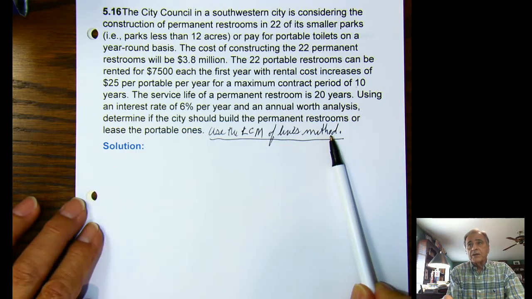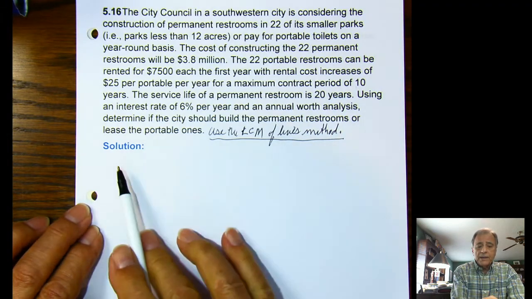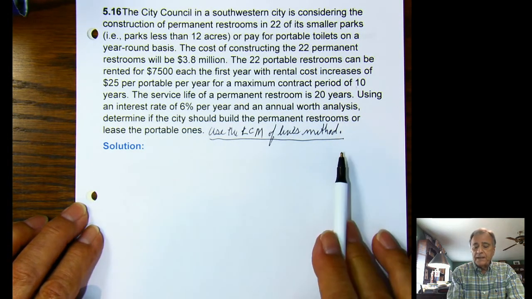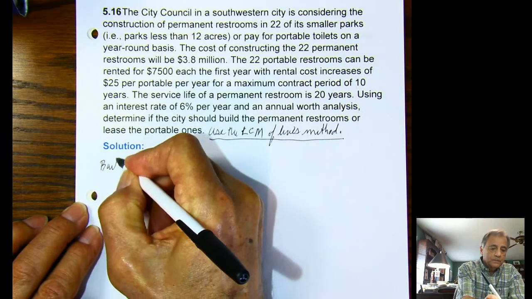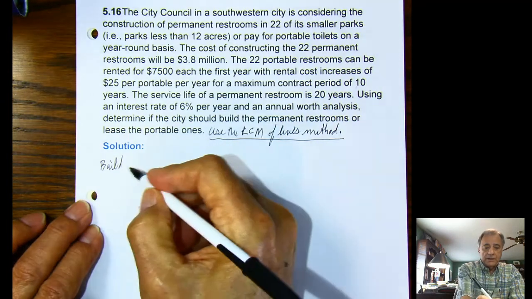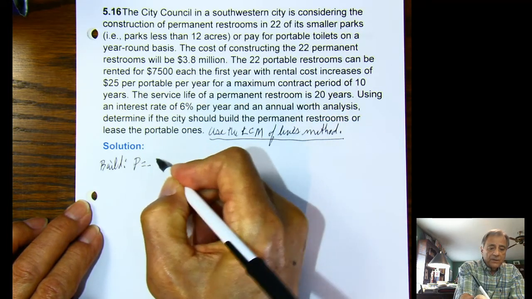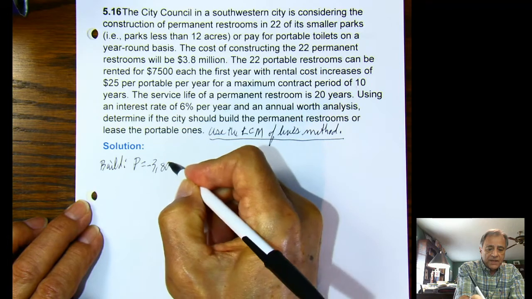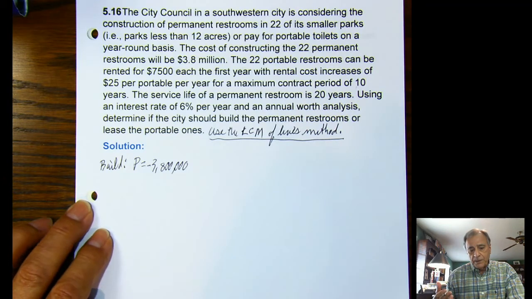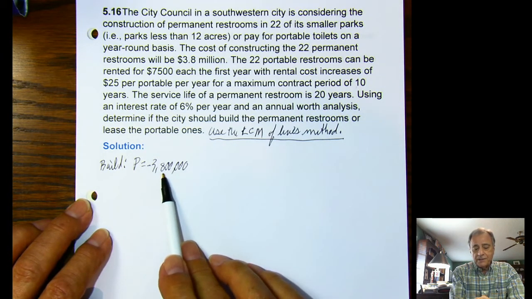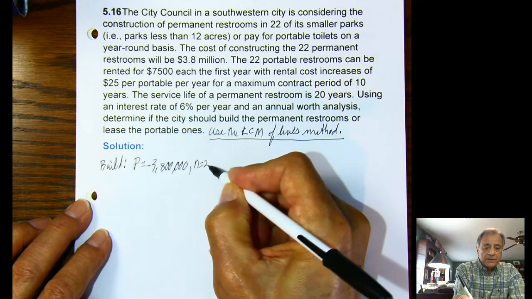That's an important fact because you have to know what your end value is going to be. Now, I'm going to break the problem data down into two parts. We're going to have the build option. The build option, if you do that, you have a present cost of $3.8 million, which I'm going to write out as the number, minus 3,800,000. And that is for n equals 20 years.